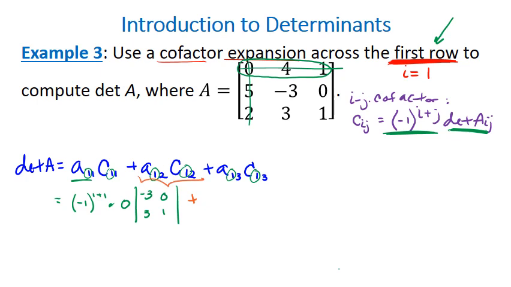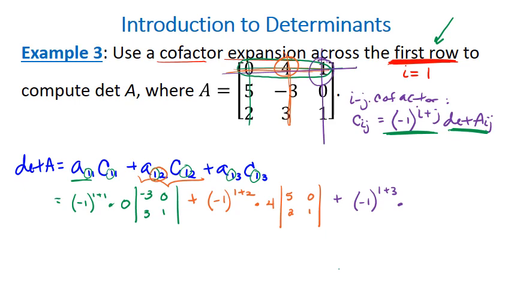Okay, so now I am in the first row, second column. So the sign is determined by this. This entry is 4 times the matrix. Once those rows and columns are eliminated, we have 5, 2, 0, and 1. And then -1 to the 1 plus 3 power. So that's the first row, third column. That entry is a 1. And that new matrix is 5, -3, 2, and 3.